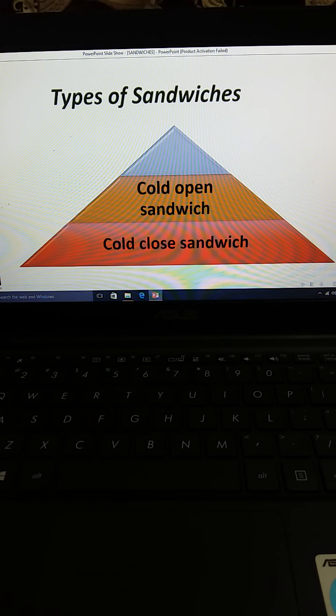Now we will do different types of sandwiches. The different types of sandwiches are cold open sandwich and cold closed sandwich.